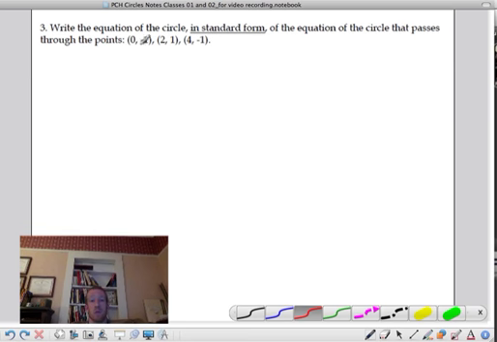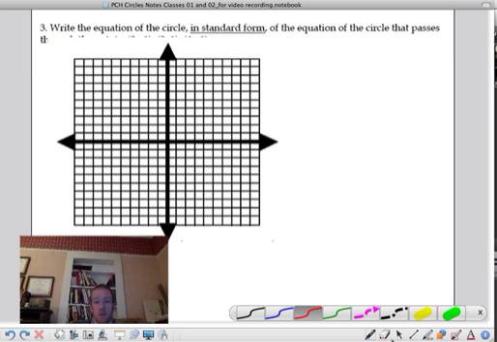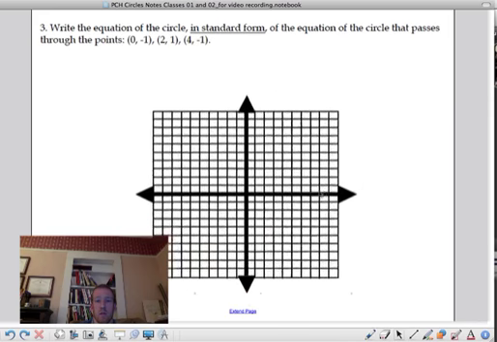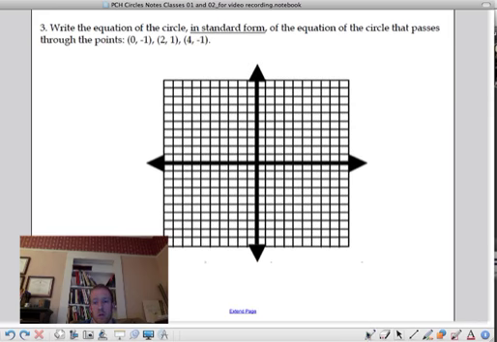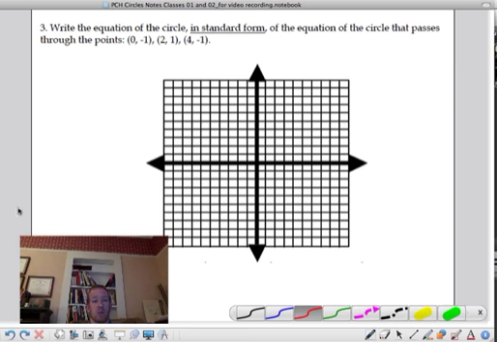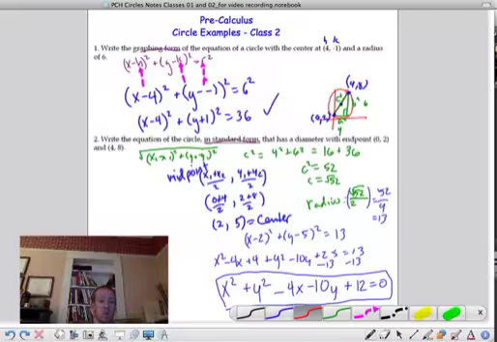Alright, so this is your U-try. Write the equation of the circle in standard form of the circle that passes through these points. So I didn't give you the endpoints of the diameter. So how are you going to figure that out? What we're going to do is first graph it. Now the ones on your worksheet, you do get the endpoints of the diameter, so you can do it just like this one. But just so you can do your homework.